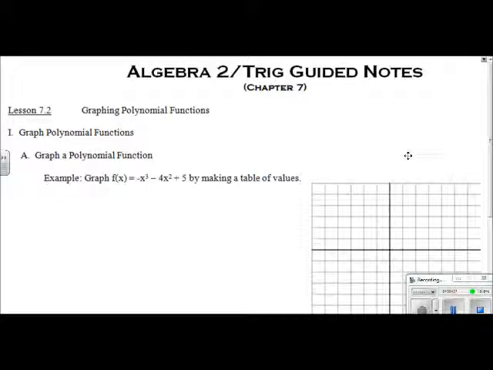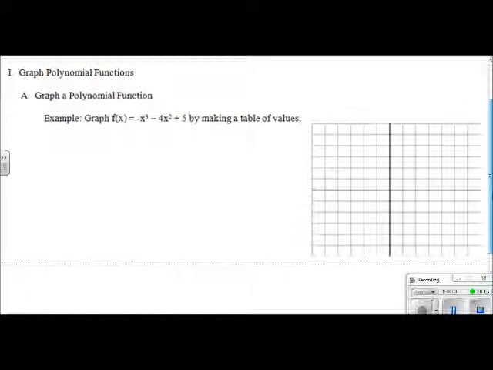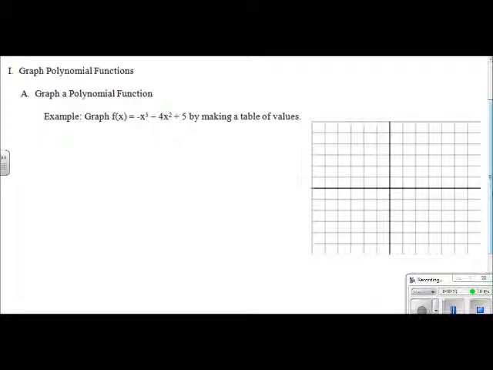Lesson 7.2 is going to be about graphing polynomial functions. Now, whenever we graph them, we want to know a couple things first. So, if we are looking at graphing this function, f of x is negative x cubed minus 4x squared plus 5. Well, first thing we want to know is the degree.